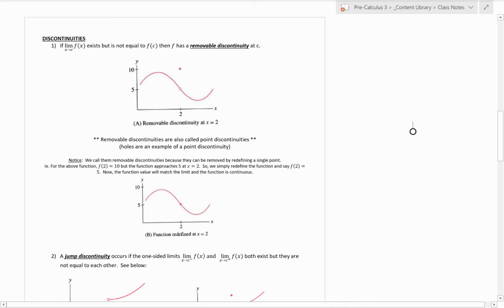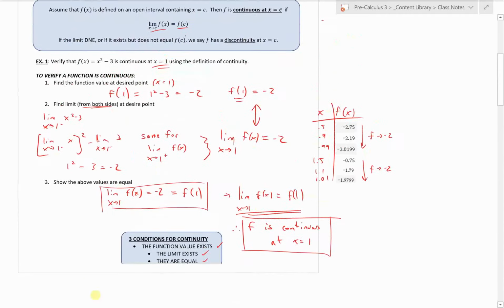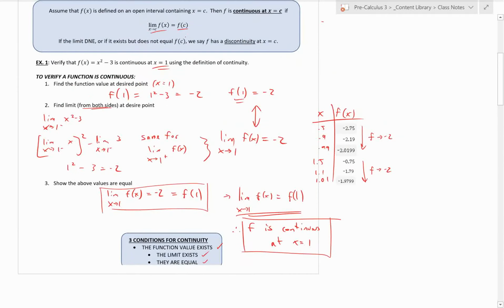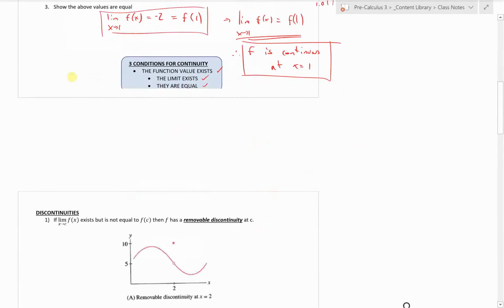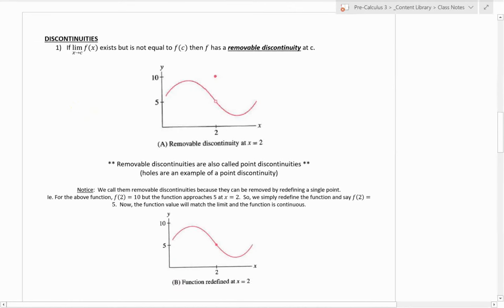All right, so in the last video we talked about what it means for a function to be continuous. So somewhat intuitively we would probably guess that if a function is not continuous at a point, that's when we would call it discontinuous. Okay, so that's really the simple definition of discontinuity, is just simply not being continuous. So let's look at the few different ways that a function can be discontinuous.